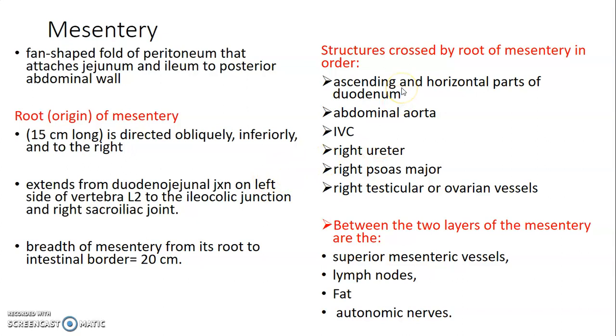Which structures are crossed by the root of the mesentery in order? You have the ascending and horizontal parts of the duodenum, abdominal aorta, inferior vena cava, the right ureter, right psoas major, and right gonadal vessels. And between the two layers of the mesentery, you have superior mesenteric vessels, lymph nodes, fat, and autonomic nerves.